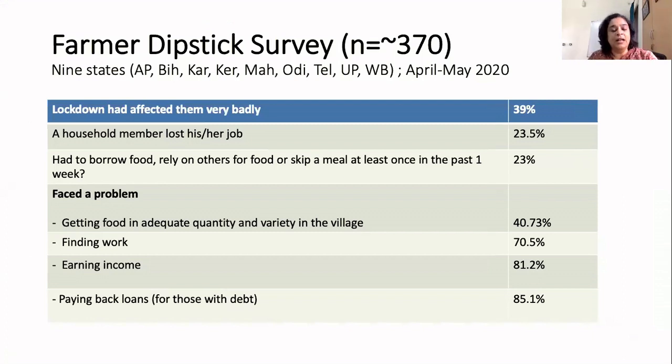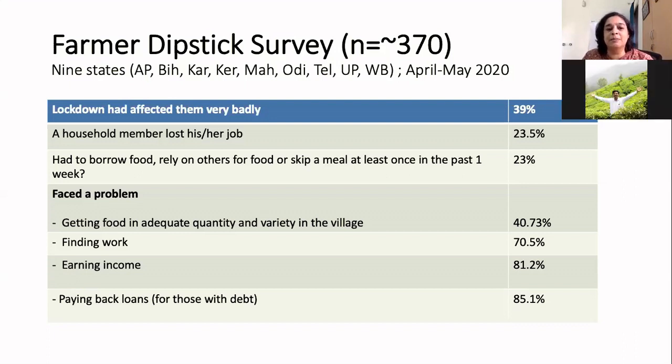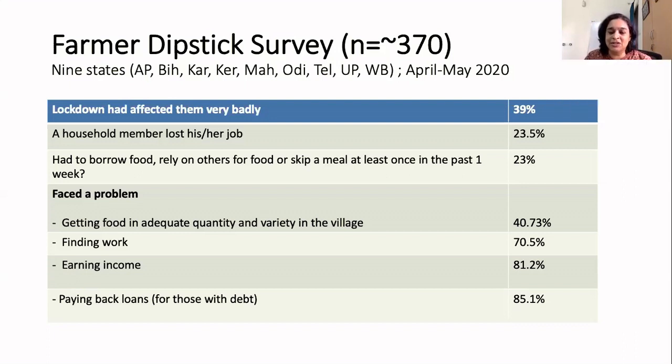communities. And in our survey of around 370 people, where we did a telephone survey of people we had surveyed earlier, and we did this in 9 states over the past 1.5 months, we found that 39% said the lockdown had affected them very badly. And if you look at the figures, close to a quarter actually had a household member who lost a job. That's the extent of exposure of farm households to non-farm incomes. And many of them were actually in distant cities.